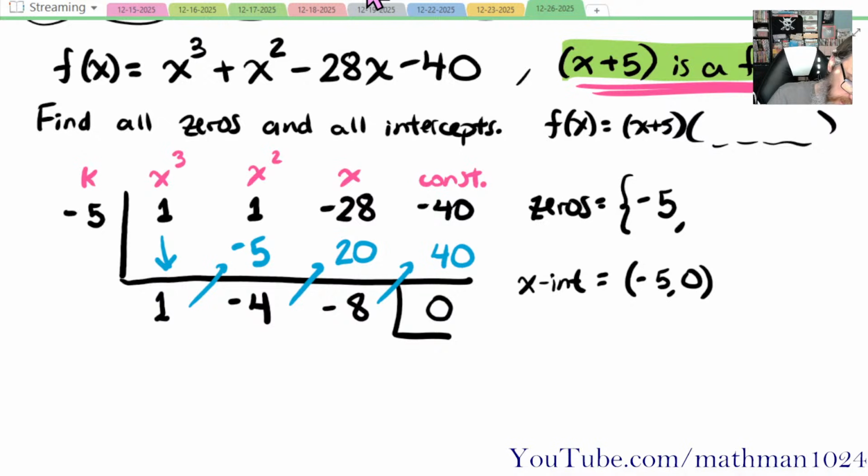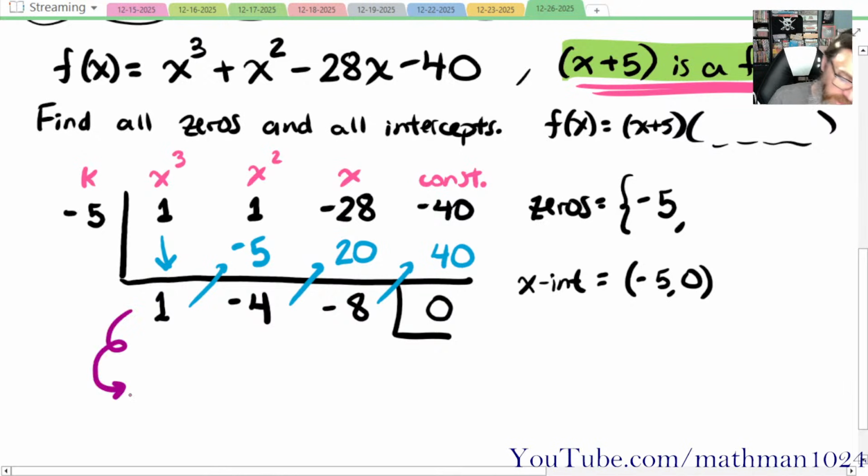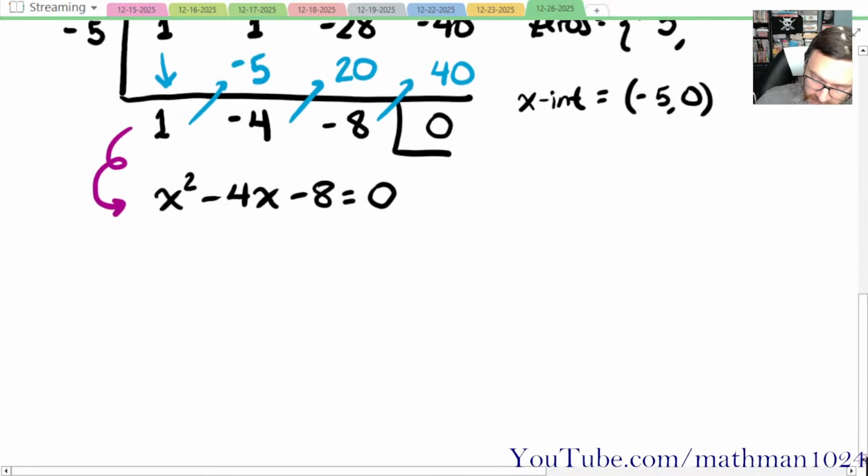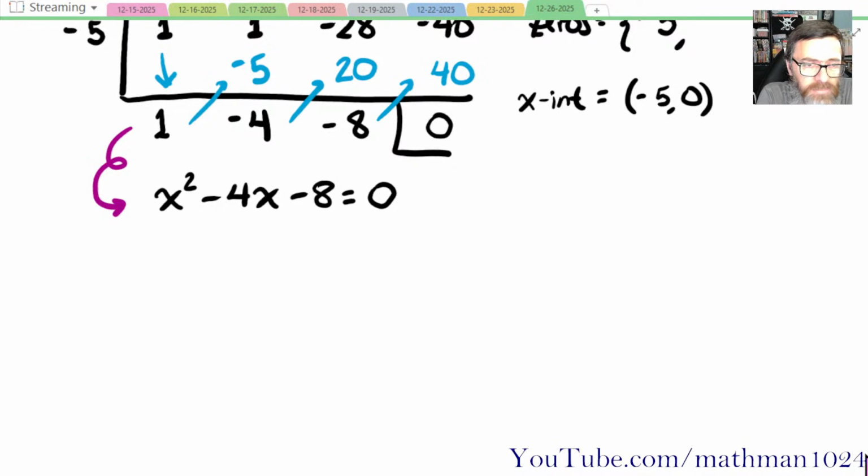Let's take the quotient here and write this as an equation. So that's x squared minus 4x minus 8 equals 0. We have something that's quadratic, so we know that we can solve that. So let's solve this efficiently, right? Can I use the square root property? No, because I have x squared and I have x. How about factoring? Well, the leading coefficient is 1, so that's okay. But are there factors of 8 that give me 4? And the answer is no.